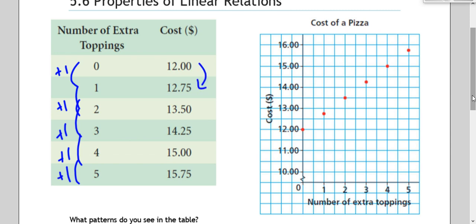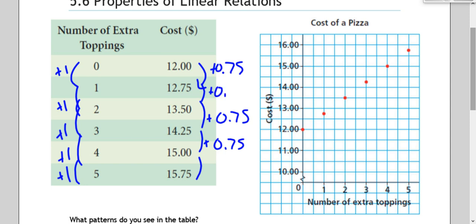This goes up by 0.75, and it actually goes up by like that the entire way down. So we see a consistent pattern. What if I wanted to write a rule for this pattern?